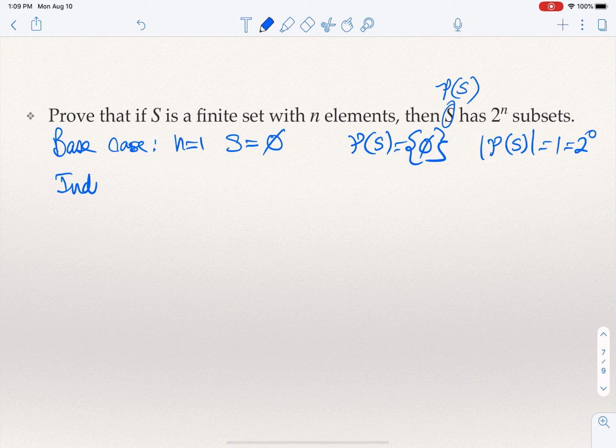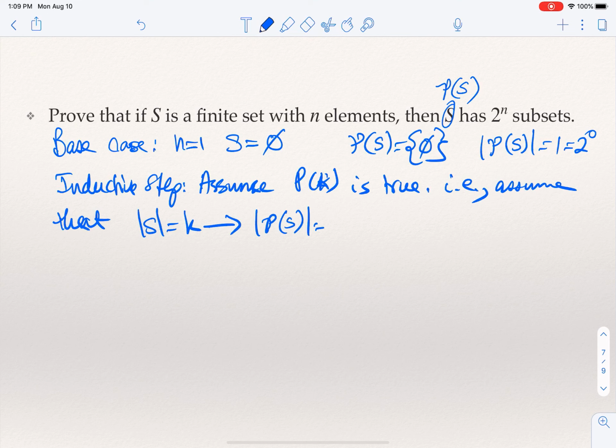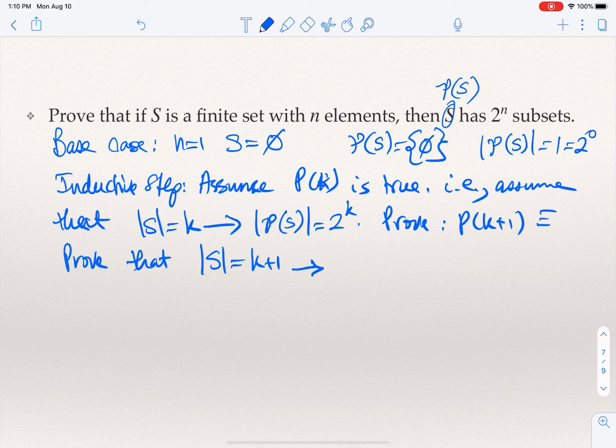So the inductive step: assume P of k is true. What does this mean? I.e., assume that if S has k elements, then the power set of S has 2 to the k elements. And now we want to prove P of k plus 1, which is equivalent to saying prove that if the size of the set is k plus 1, then the size of the power set of S is 2 to the k plus 1, right?